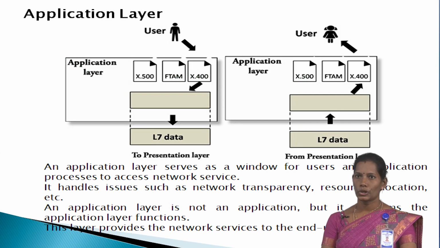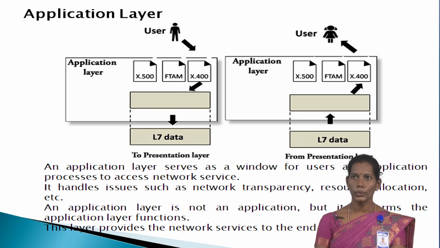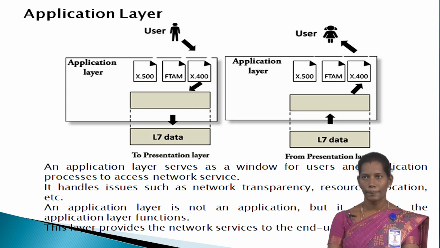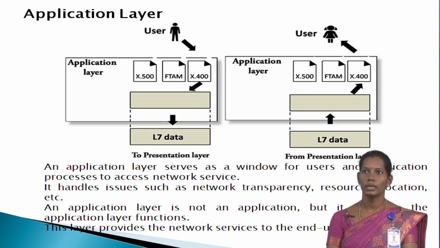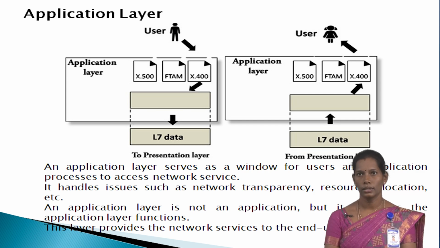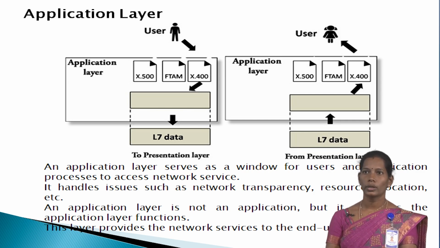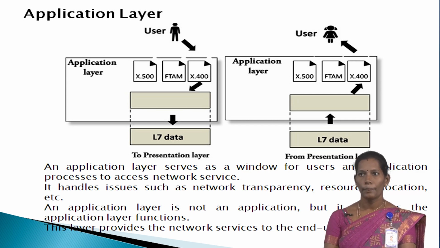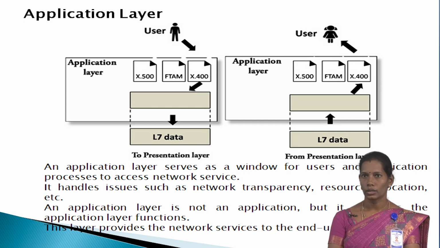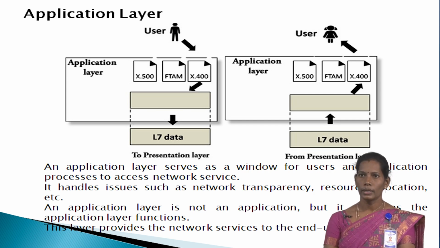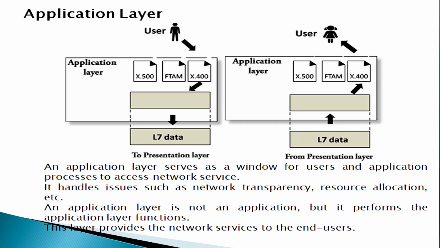Next one, application layer. An application layer serves as a window for users and application processes to access network services. It handles issues such as network transparency, resource allocation, etc. An application layer is not an application, but it performs the application layer function. This layer provides the network service to end users.